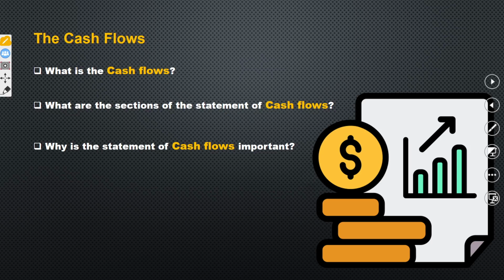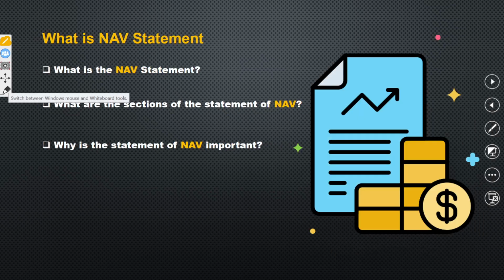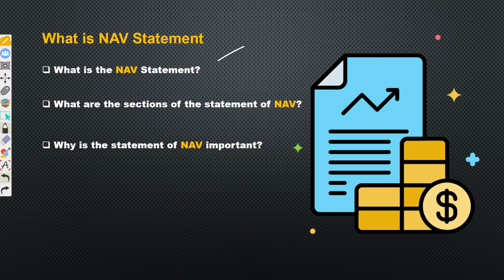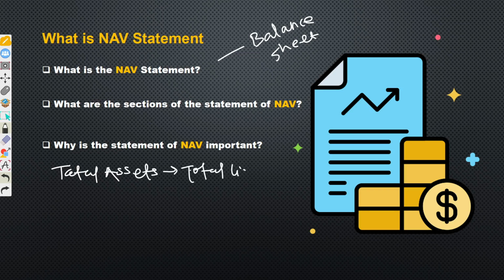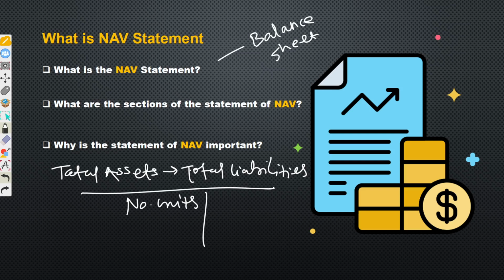I'll take you ahead. NAV statement. What is a NAV statement? As I said, you can relate the NAV statement with your balance sheet as well. Now your question would be, sir, how can you say this? If I ask you to compute NAV, your answer would be total assets minus total liabilities, divided by the number of outstanding units in a mutual fund or hedge fund. Because in private equity, we don't divide by units. We don't even compute NAV per unit.